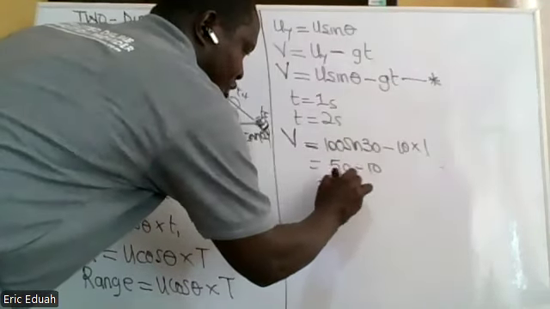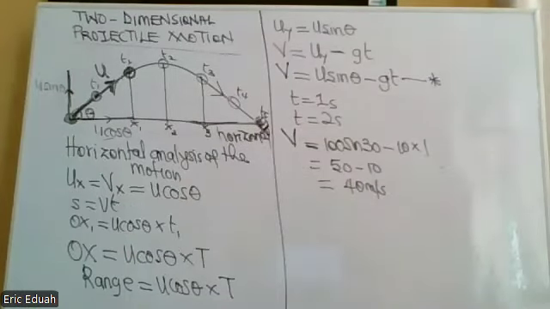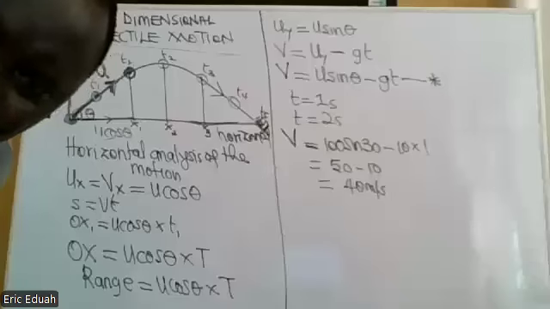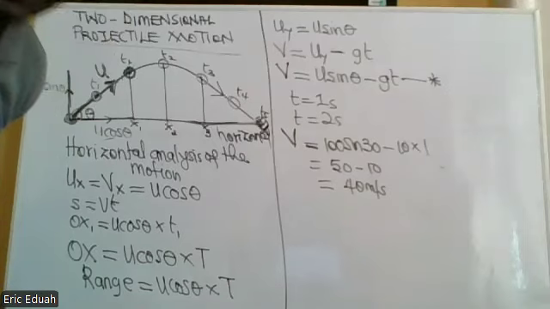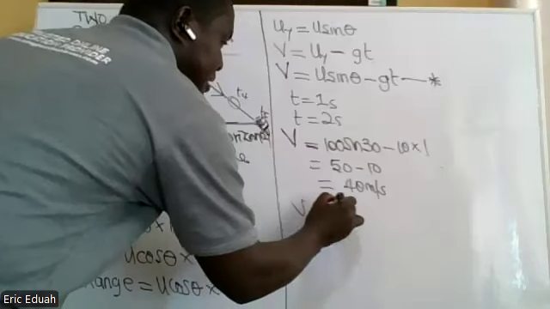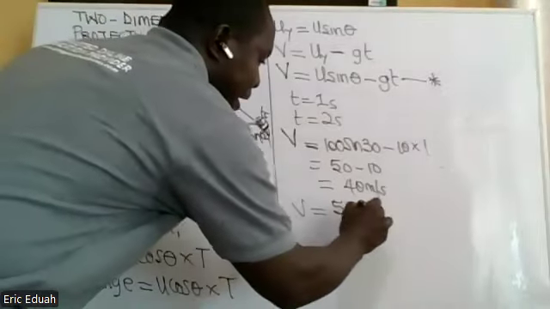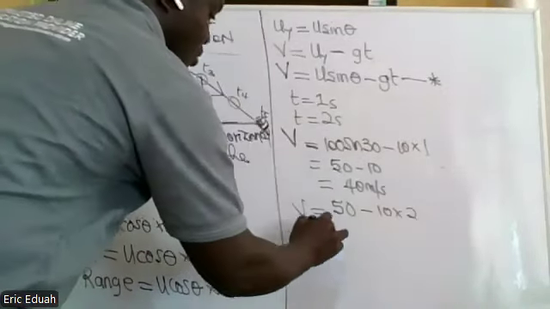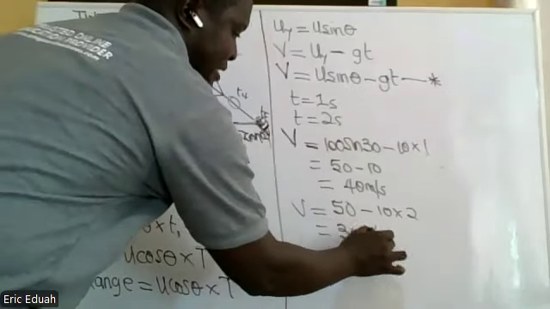So this will give us 40 meters per second. And after 2 seconds, as the body goes up, it must decelerate. So our expectation is that the velocity must decrease with time. So v is the same 50, as u sine theta is constant, minus 10 times 2. We have 50 minus 20, which is 30 meters per second.